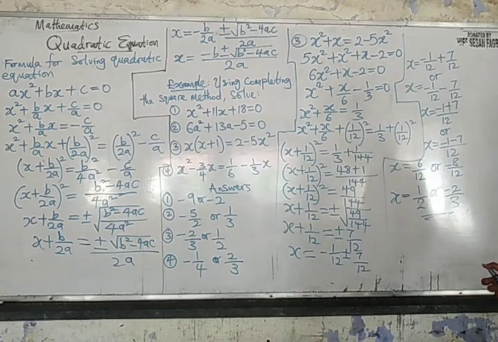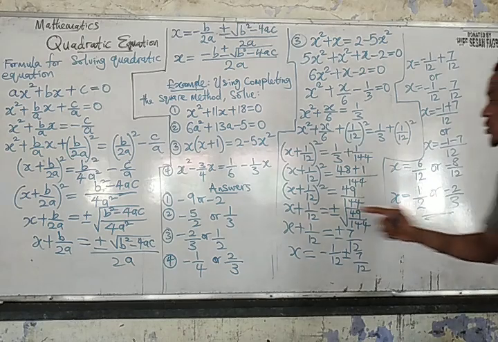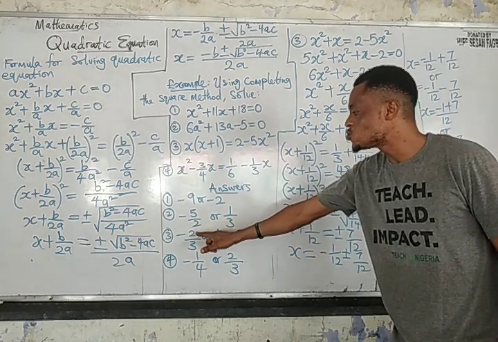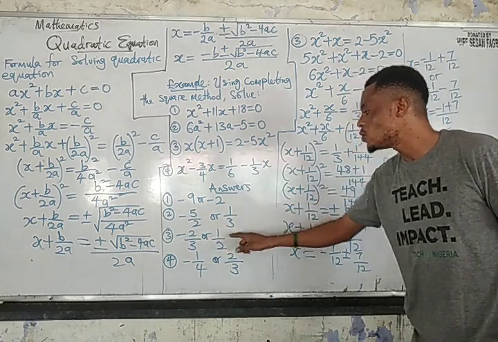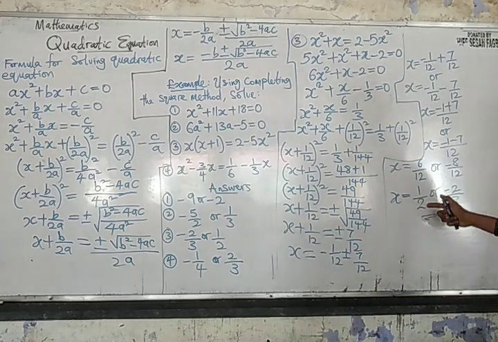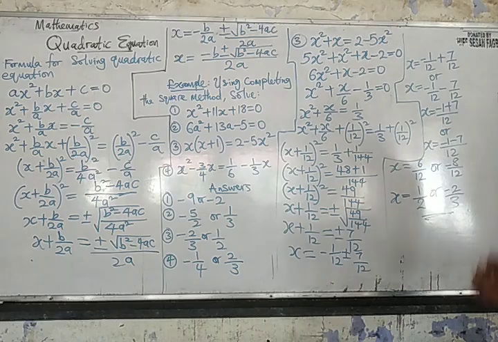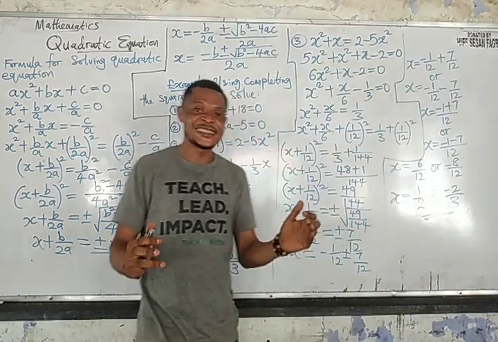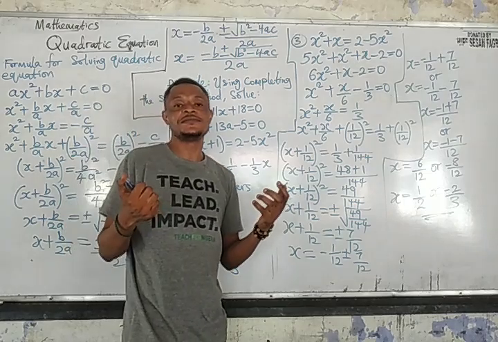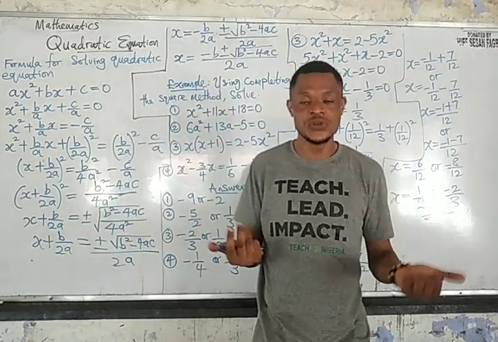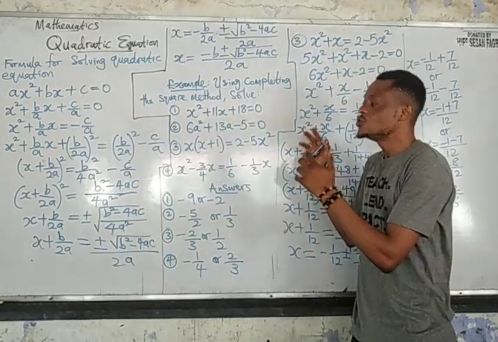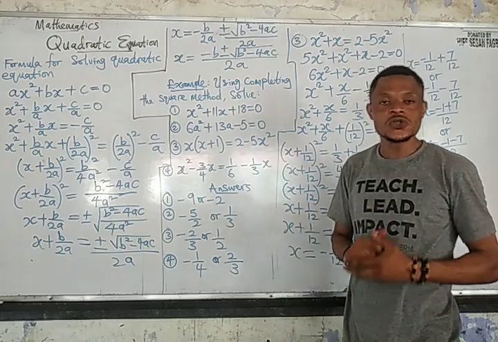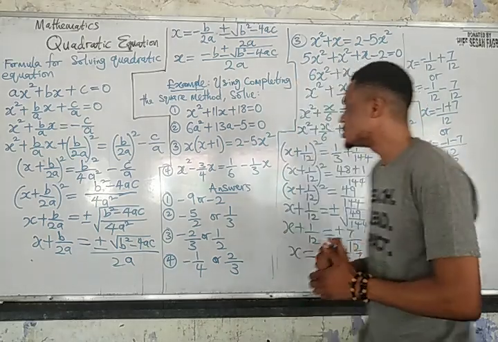Let's compare it to what we had when we used the factorization method. For the factorization method, we had minus 2 over 3 or 1 all over 2. Of course, 1 all over 2 or minus 2 all over 3. Easy. Wow. Having done this, I believe you have gained one or two things about using the completing the square method to solve quadratic equations.